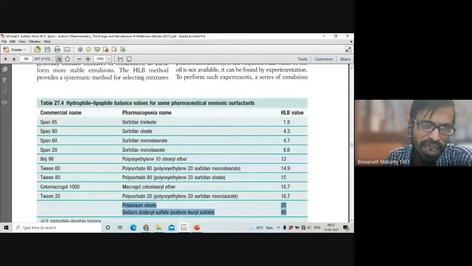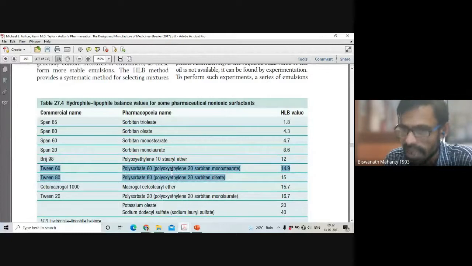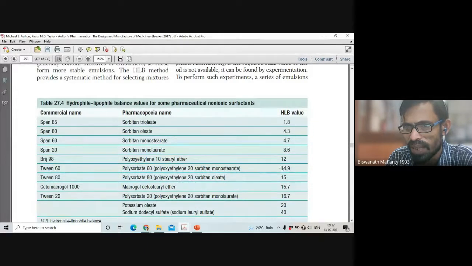So here Span 80, Span 60, Span 20, Brij 98, Tween. Tween is very widely used in our labs also. We normally use polysorbate, polyoxyethylene. Polyoxyethylene is the functional group. Sorbate and monostearate, monooleate. Oleate and stearate groups are oleic acid and stearic acid groups, and they can give you high HLB values, 14.9 to 15. So you see, these are very high HLB surfactants. On the other hand, when I'm using Span 85, HLB values are comparatively low.